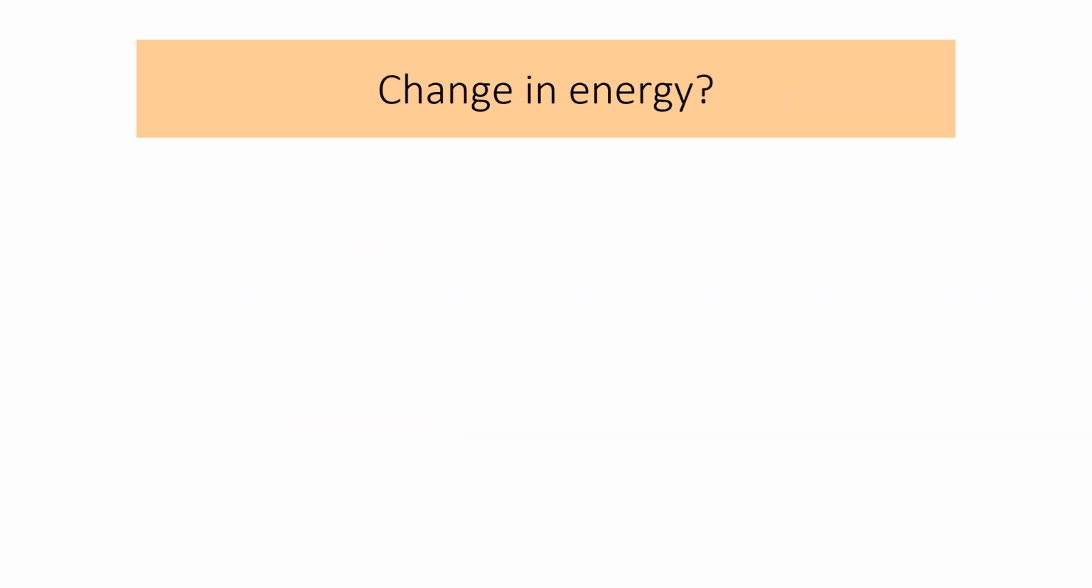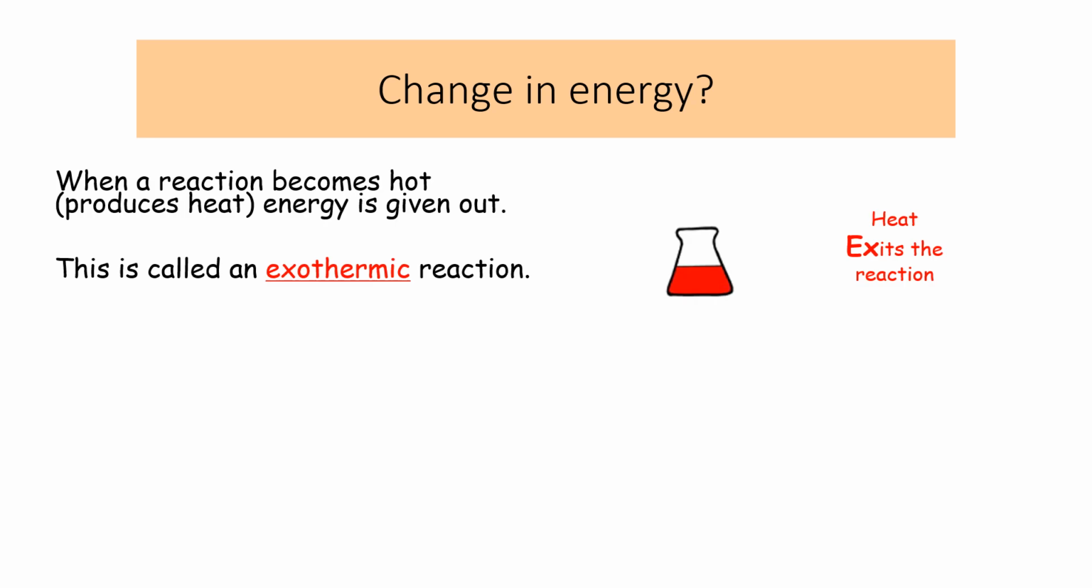Now, when it comes to those change in energy questions, or the signs of a chemical reaction, we have two key words. When a reaction heats up, it is producing heat and putting that energy out into the surroundings. We call a reaction that gets hotter or gives out energy or heat an exothermic reaction. You can remember exothermic is heat exiting the reaction, EX.